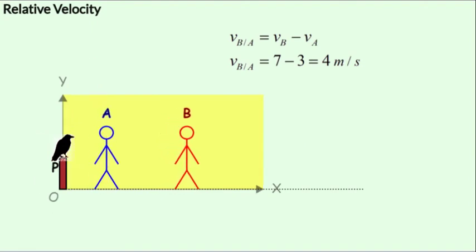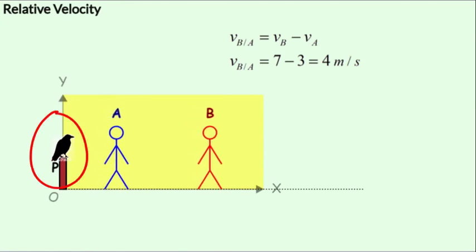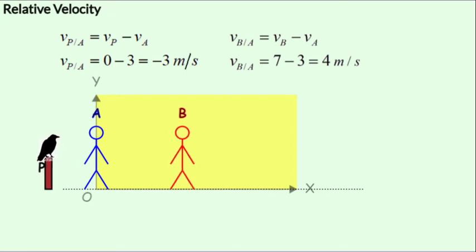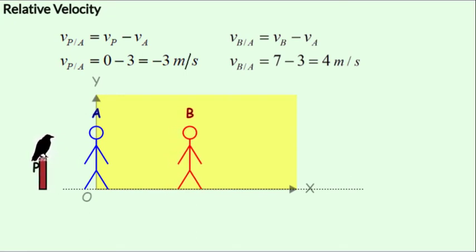Notice the difference. A person stationary on the ground sees A moving at 3 meters per second to the right and B moving at 7 meters per second to the right. But when we fix the frame of reference on a moving A, which is already moving at 3 meters per second, the picture is different. Since A is now considering himself to be at rest, he sees B moving at only 4 meters per second to the right, and he also sees the pole and bird moving at 3 meters per second to the left.